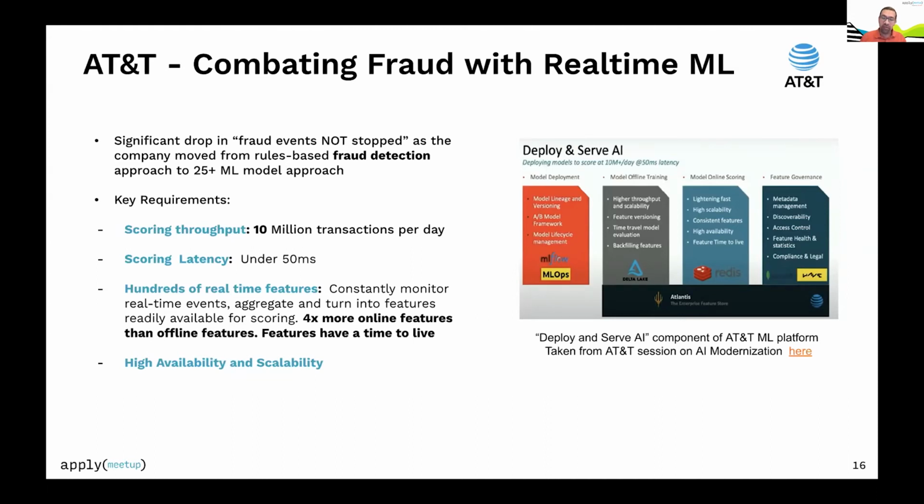And the ability of monitoring real-time events, aggregating them, and turning them into features is important for fraud detection. And it was super important for AT&T. You can watch, on the link on the right, the entire presentation covering their end-to-end machine learning platform that goes all the way from model training to deploying, serving, and monitoring. But what I found interesting is the importance of online versus offline features for their use case.